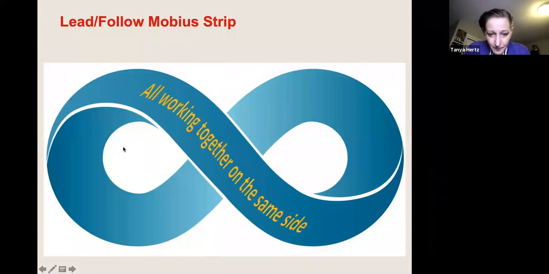So here, let's go ahead and share the screen again. When you have an effective team, everyone is working together on the same side of the Mobius strip. Right? Leaders go into followers, go into leaders, et cetera, et cetera. And every leader is also, every good leader is also a follower, and a good follower. Okay.